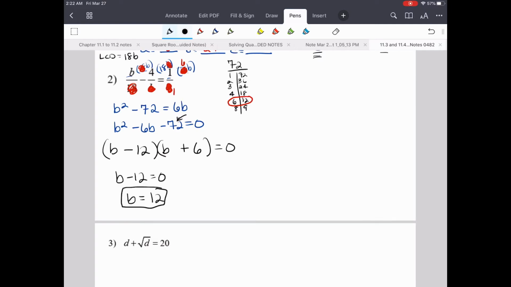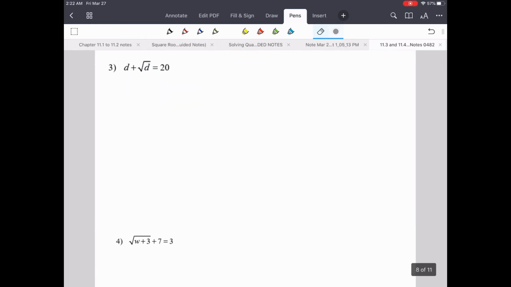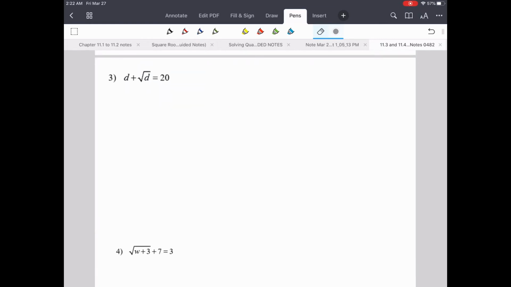So that b equals 12 right there, and then you got b plus 6 equals 0, and then b equals -6. And there it is. Just look at those answers and see if anything makes anything undefined, and it doesn't. All right, for number 3, we don't have to find an LCD. We just need to solve this.